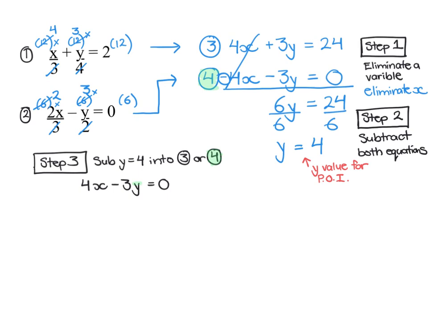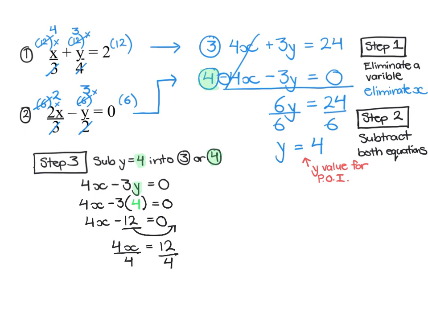Now, every time I see y, I'm going to sub in a 4 instead. So let's just write this as 4x minus 3, and in brackets, instead of y, I'm going to write 4, equals 0. Okay, 4x again, and negative 3 times 4 is negative 12, equals 0. Now I'm going to move the negative 12 to the other side. So leave the 4x, and that's equal to positive 12. And let's get rid of the 4, divide both sides by 4. So your x is actually equal to 3.